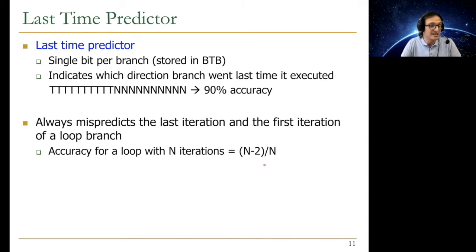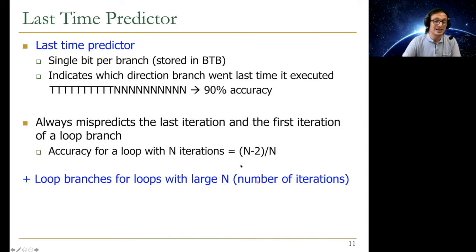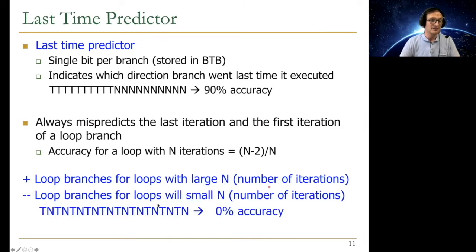Now, if your n is very small, like 2, for example, then you get 0% accuracy, right? 2 meaning you take the loop branch once. The next time you get out of the loop. So basically, you execute the loop once. That's the minimum number of times you execute the loop, assuming you go into the loop, of course, right? So basically, for loops with a large number of iterations, this is great. But for loops with small n, small number of iterations, you get, in the worst case, 0% accuracy. So this is clearly the Achilles heel for this last time predictor, right?